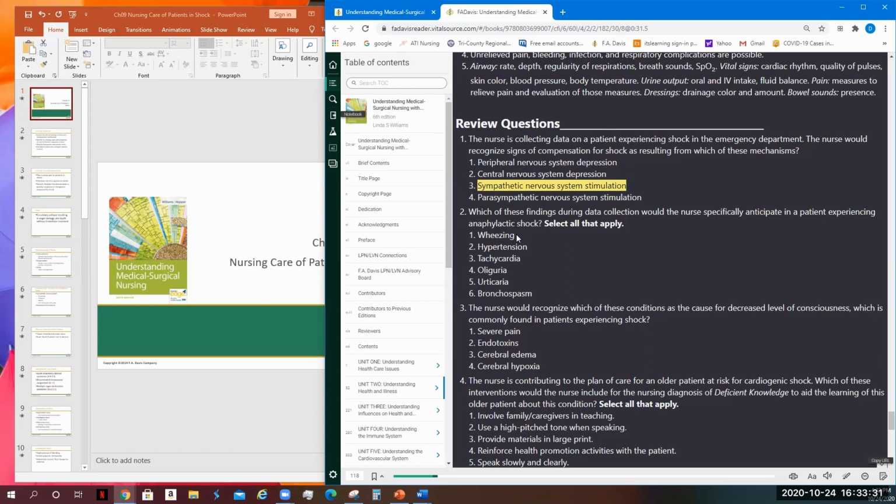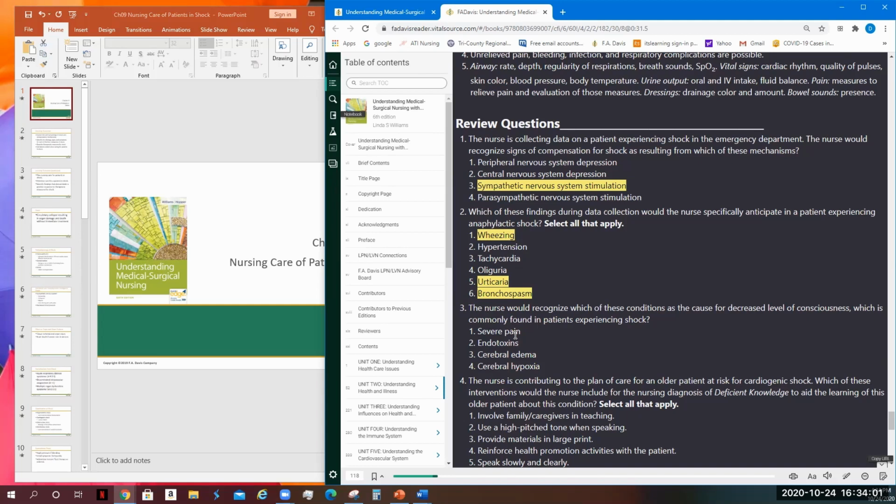Select all that apply. Wheezing, I would say yes, they will be experiencing wheezing. Not too sure about hypertension or tachycardia or oliguria. Probably they will have urticaria and also bronchospasms. So that's, yeah, probably struggling with breathing. And those are the correct answers.